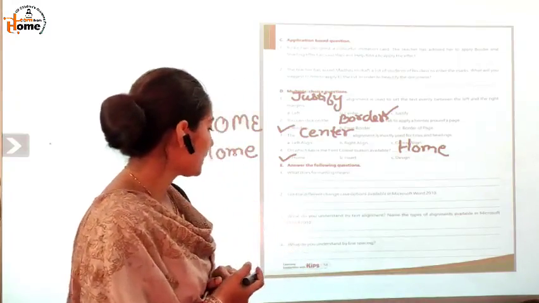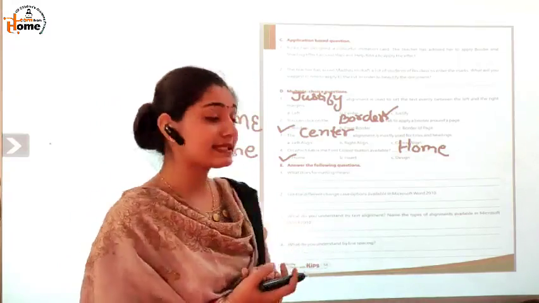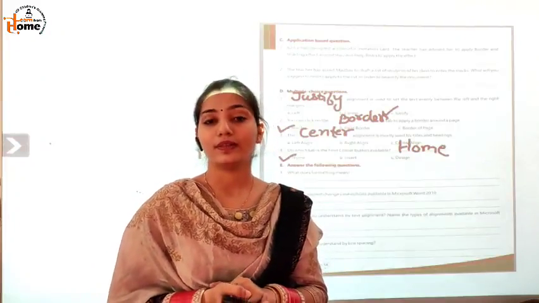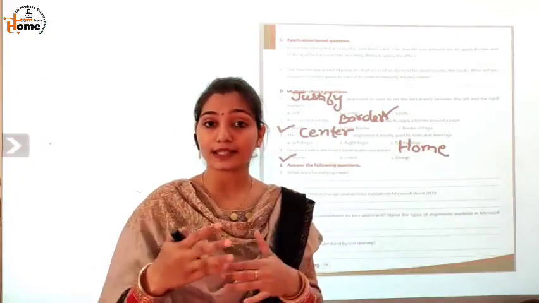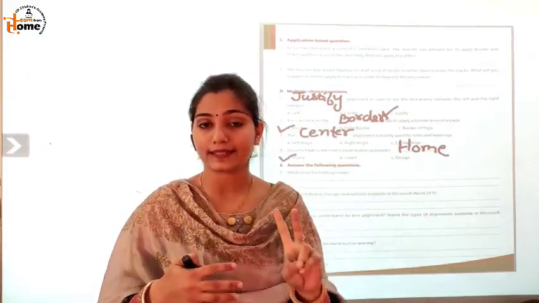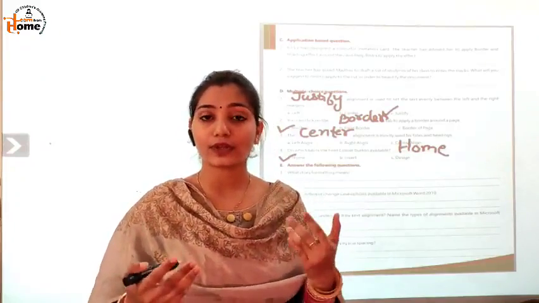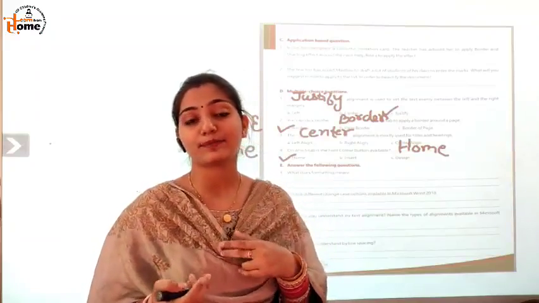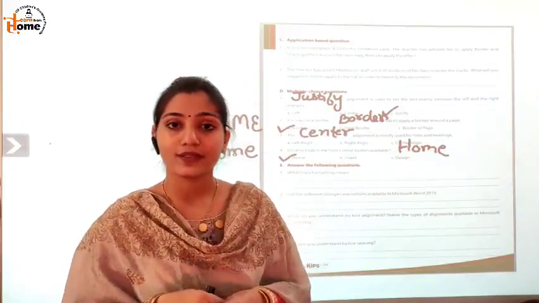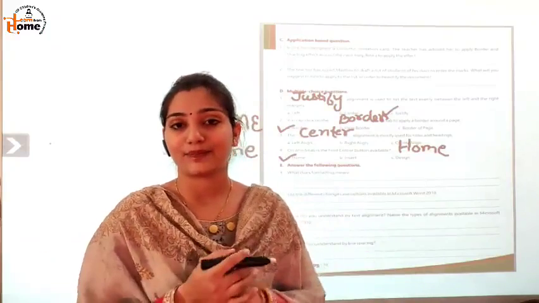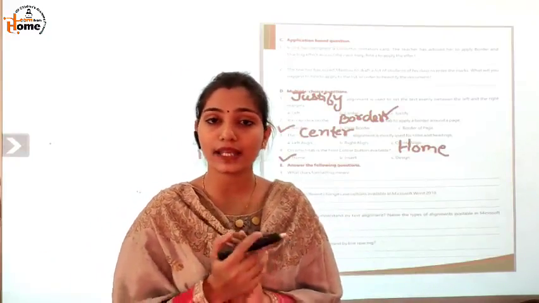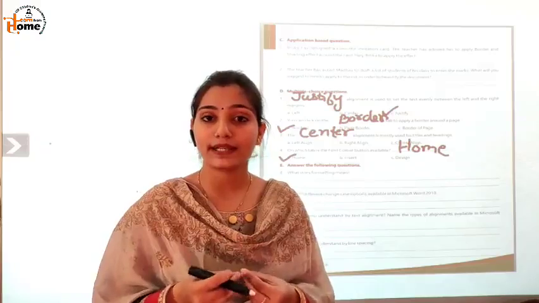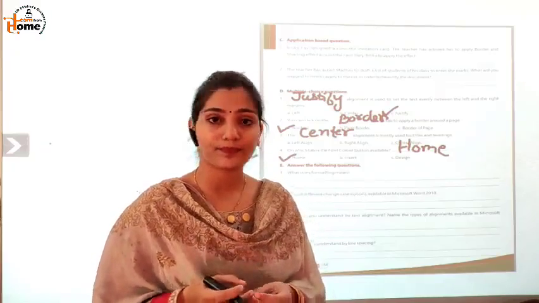Next is, what do you understand by line spacing? What is line spacing? Line spacing is the vertical distance between two adjacent lines, right? And you can even increase or decrease this space between two lines, right? So this is line spacing. Have you understood all the things? If you have any doubts, you can ask, okay?